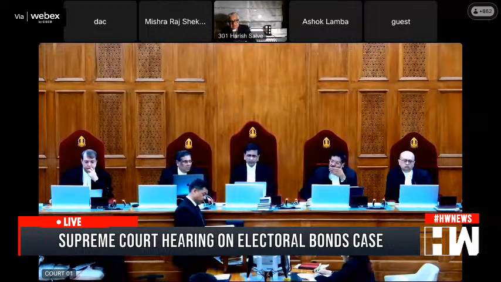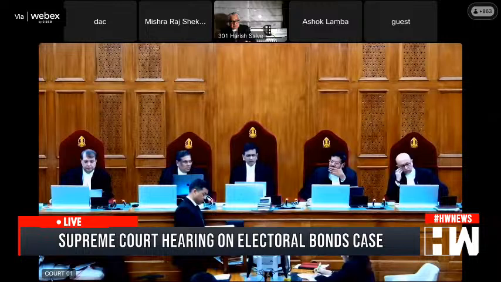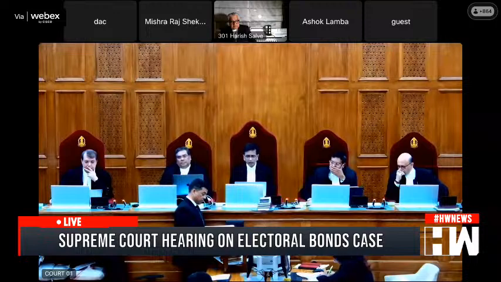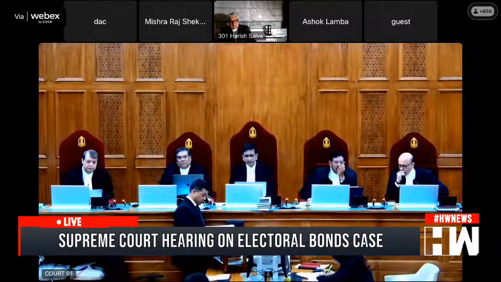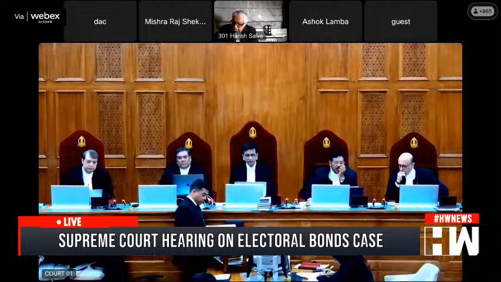The crux of the submission of the SBI is that the matching of information to ascertain who contributed to which political party is a time-consuming process, since the information is maintained in two separate silos.